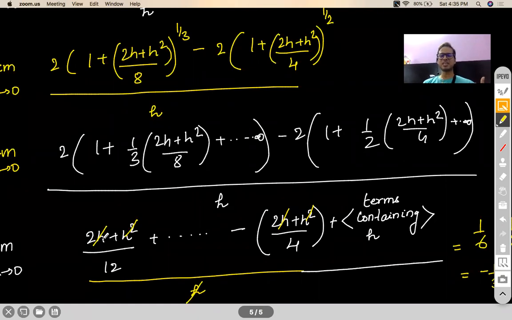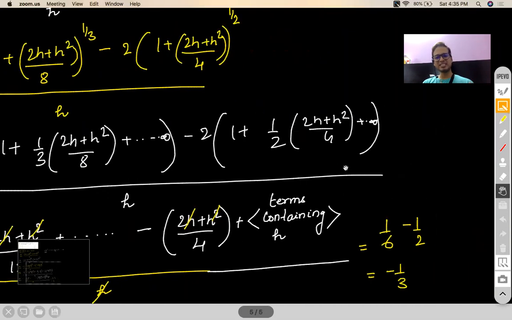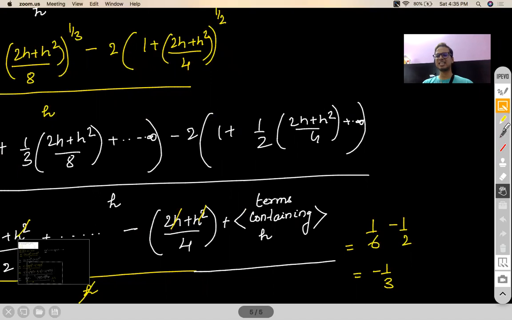So what happened is now I cancelled out an h from the numerator and denominator. Whatever constant terms are remaining, that only will be my answer, because other terms which have h in them are anyways becoming 0. So why do we care about them? In order to make my life easy, I did that, and therefore I got this answer as negative 1 by 3.